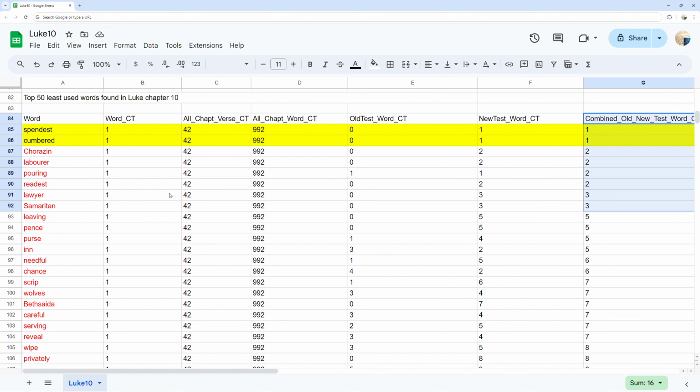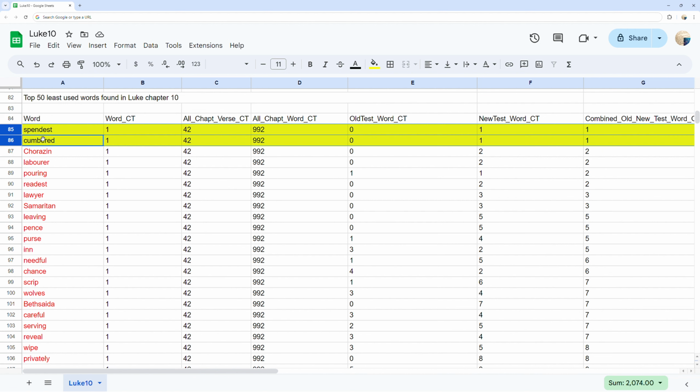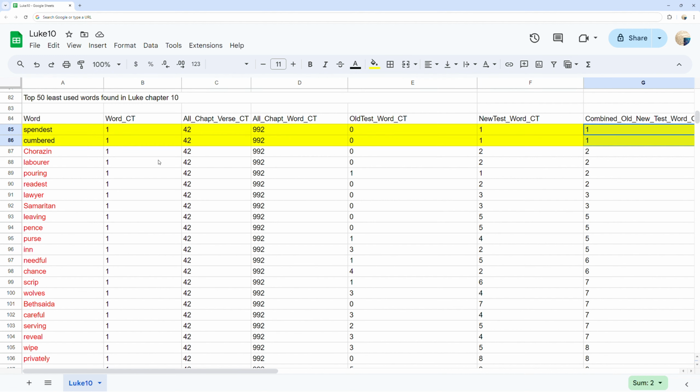You can see two unique words in yellow highlight, which instances are only found one time in all of the Bible, making them a rare occurrence only found in Luke chapter 10.